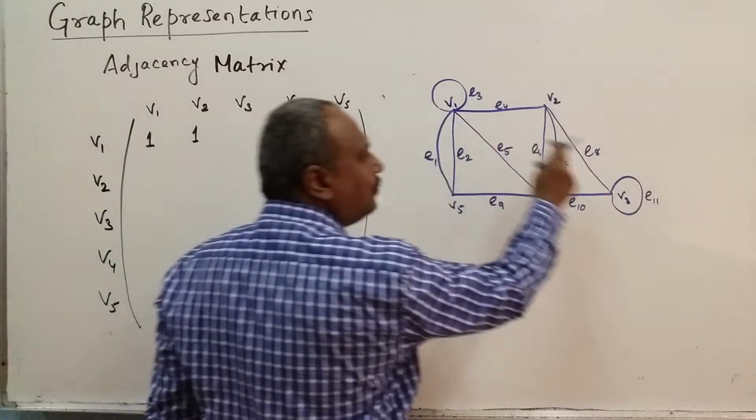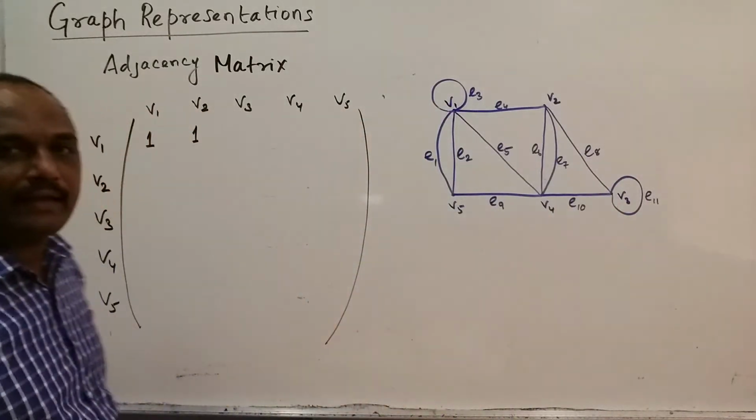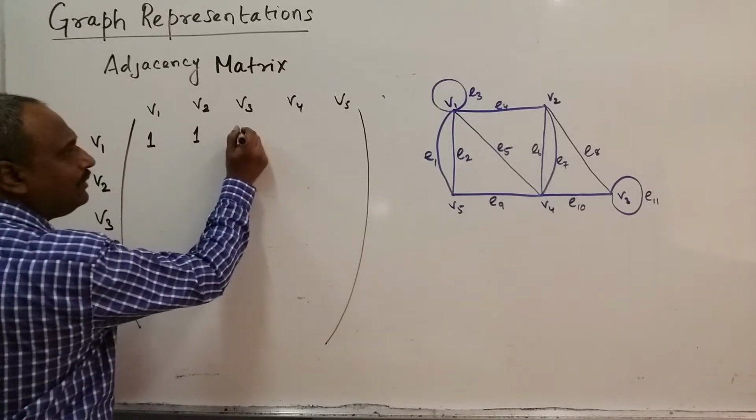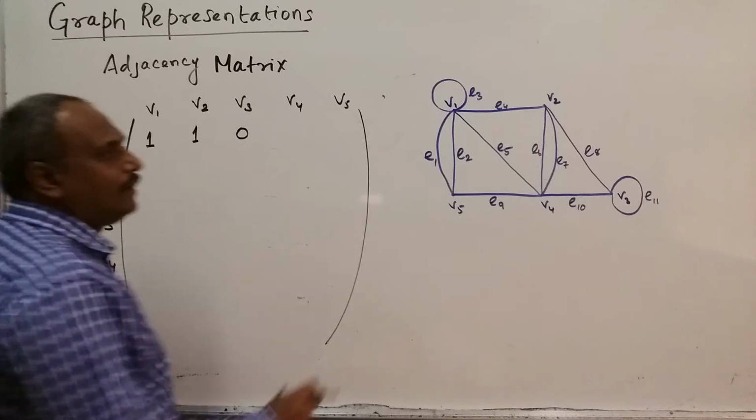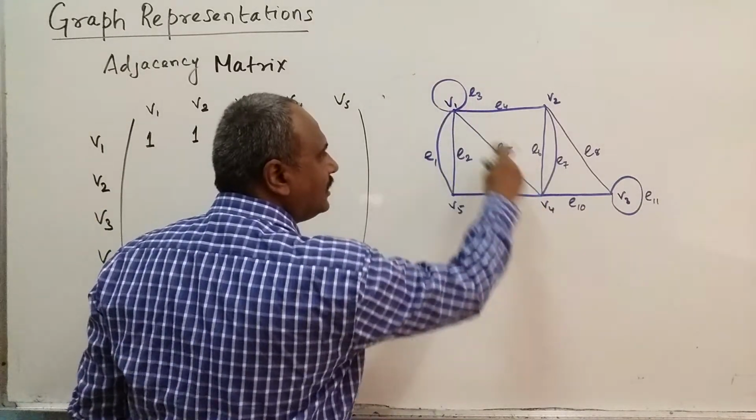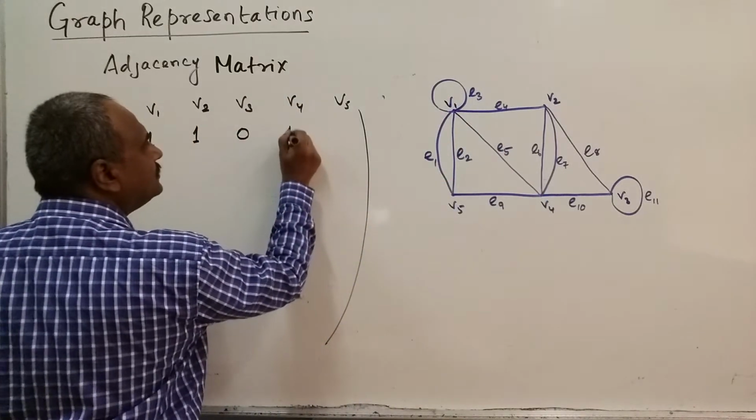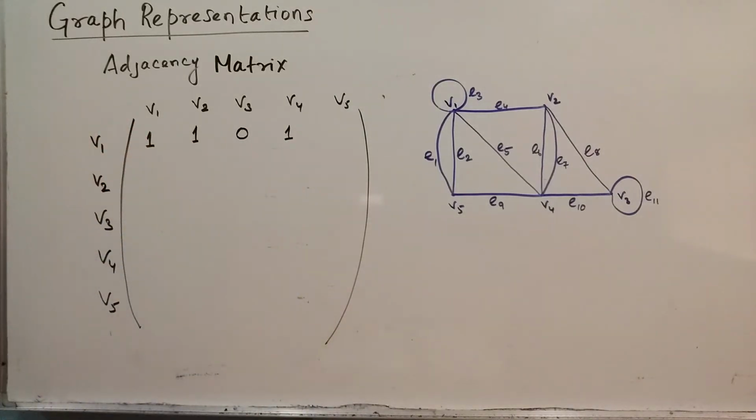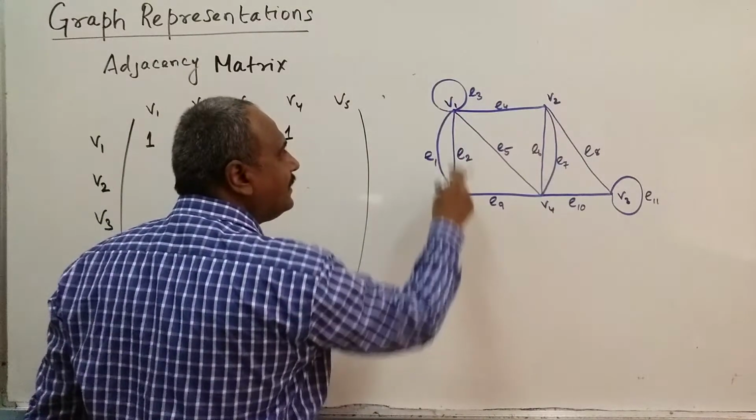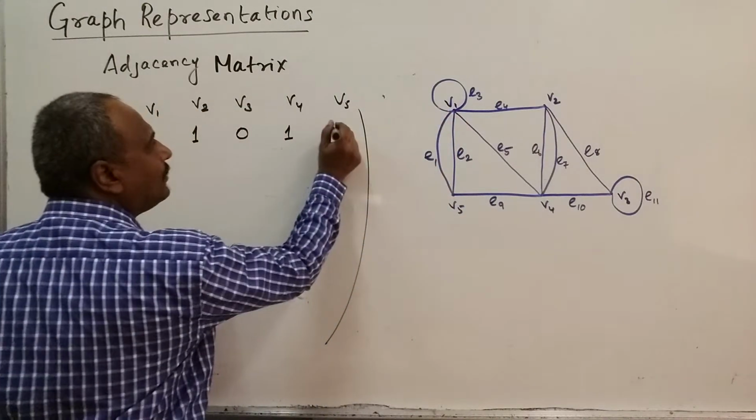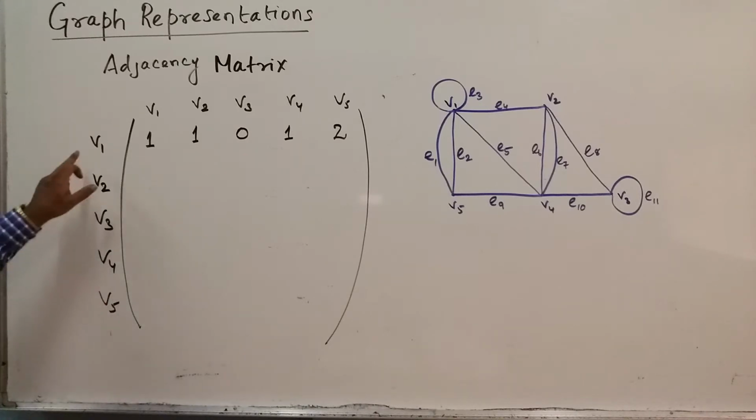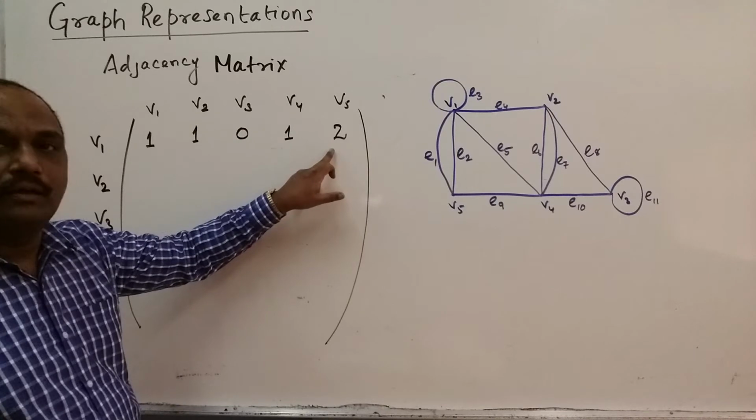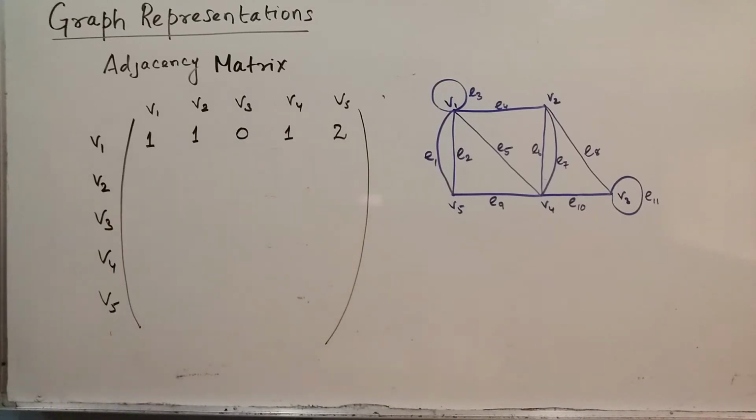I am going to check V1, V3. There is no direct link, or there is no edge between V1 and V3. This is 0. I am going to check V1 and V4. There is an edge, so there is a 1. But when I am coming to V5, it is having 2 edges, so I am going to write the number as 2. How many times is it connected? It is connected with 2 edges. So V1 is connected with V5 in 2 edges.